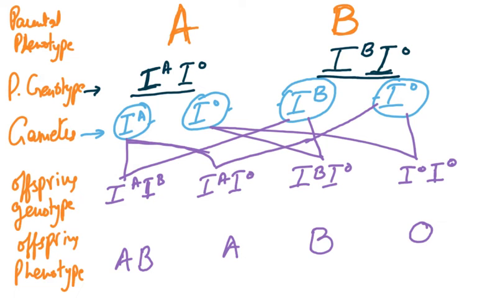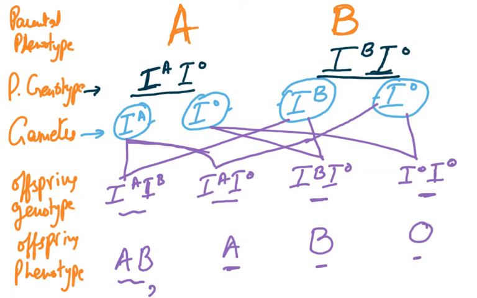And then the offspring genotype: if the IA sperm fertilizes the IO ovum, then we get an AB child. This will be the offspring genotype, and the blood group, the offspring phenotype, will be blood group AB. This will be IAIO, blood group A. This will be IBIO, blood group B.